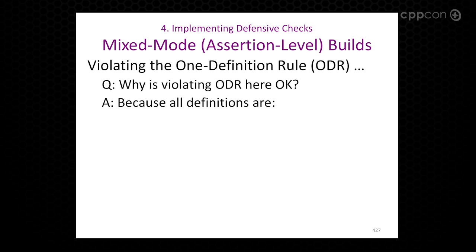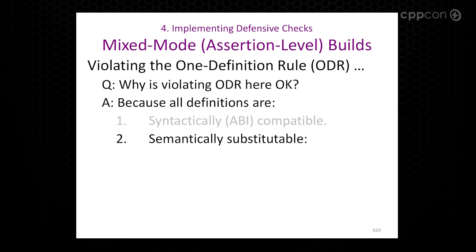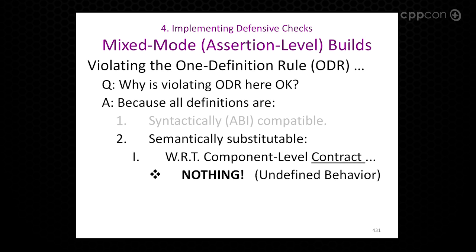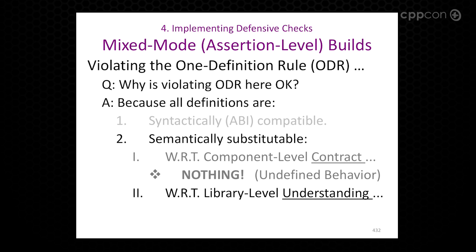Okay, why is it okay to violate the one definition rule? And the answer is because syntactically, there's no problem. The stuff will link. It will work. And it's semantically substitutable with respect to the component level contract. So what we're saying is there is no contract because it's undefined behavior, soft undefined behavior, but undefined behavior nonetheless. So with respect to the library level understanding, which is the wink wink with the owner of main and the vendor that sold you the entire library, if I see something, I'll do what you told me to do. If I don't see it, I don't see it, and that's all you ever had anyway. It's just a little bit more fuzzy than it was before.